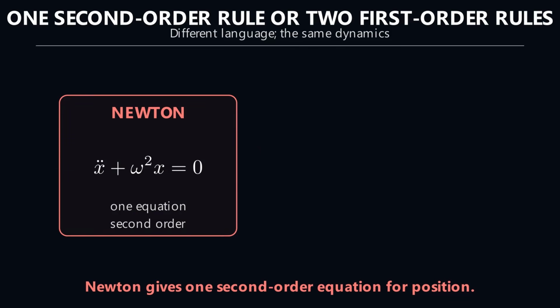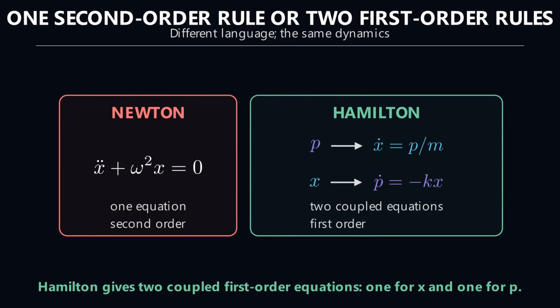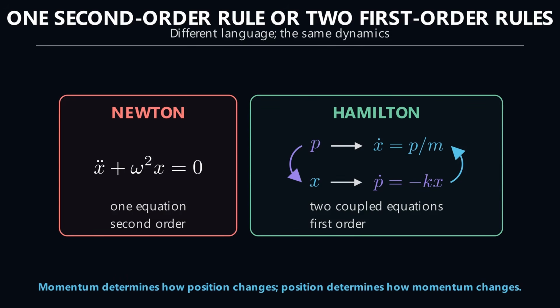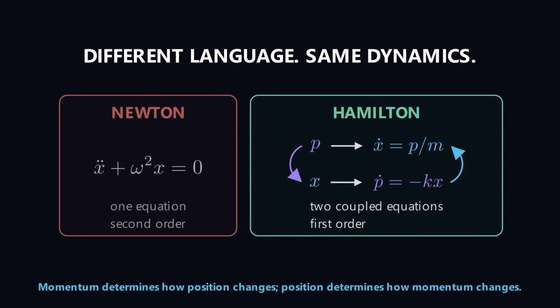Newton gave us a second order equation for x. Hamilton gave us two first order equations that work together, one for x and one for momentum. The first tells us how the position changes. The second tells us how momentum changes. It's a different setup, but it should still describe the same motion.